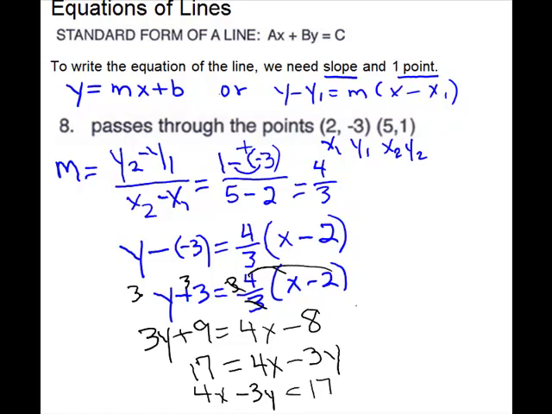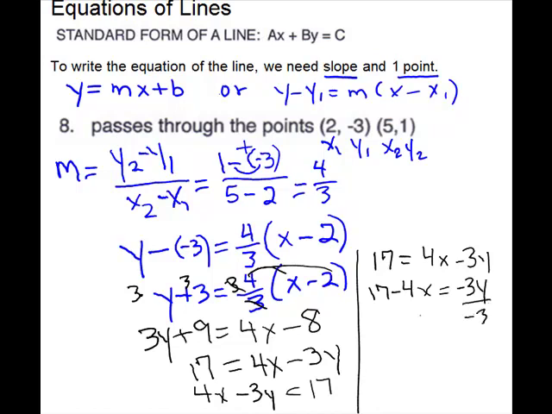Right. To get my slope-intercept form, I need to isolate the y. So let me rewrite so I have something to work with. 17 equals 4x minus 3y. I'll subtract the 4x. 17 minus 4x equals negative 3y. Divide by negative 3. So I get negative 17 thirds. 2 negatives here will give you positive 4 thirds x equals y. That would be slope-intercept form.